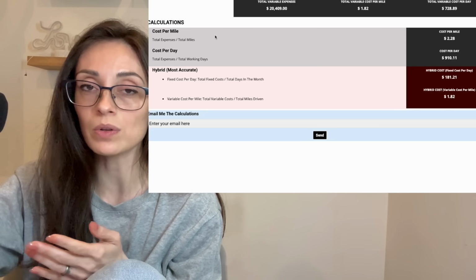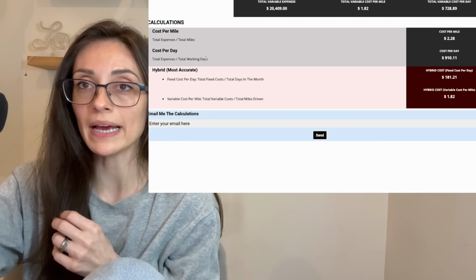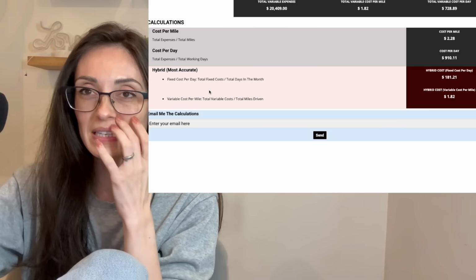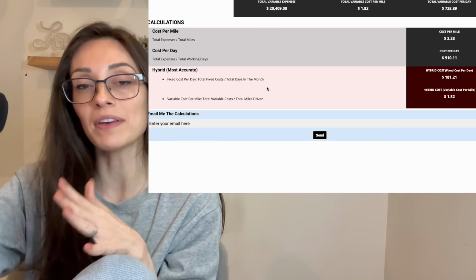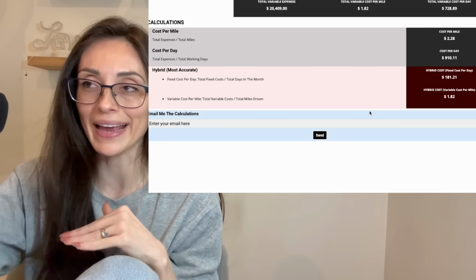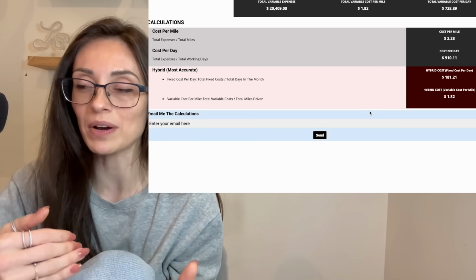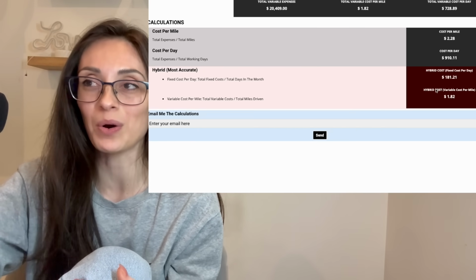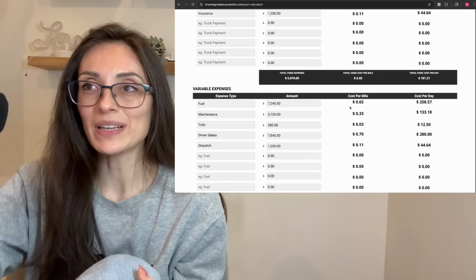So we have the total cost per mile, total cost per day, and then hybrid. This is something that I created and it's going to make sense in a minute, but it shows you the fixed cost per day as well as the variable cost per mile. Again, email it to yourself if you need to reference it, but for sure, remember these numbers, these 4 boxes. All right, so now let's go up.